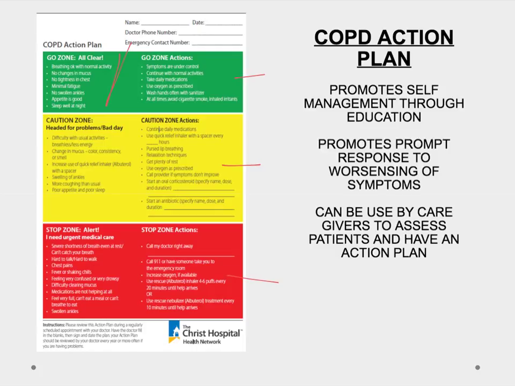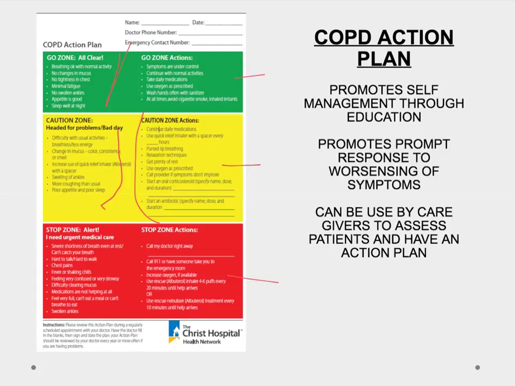However, if the next day they get up and they see some changes and they meet this criteria here in the yellow zone, then they have things that they need to do. These are recommendations: get plenty of rest, relaxation, use quick relief inhaler, use oxygen, call provider if symptoms don't improve. So it's a way of self-maintenance.